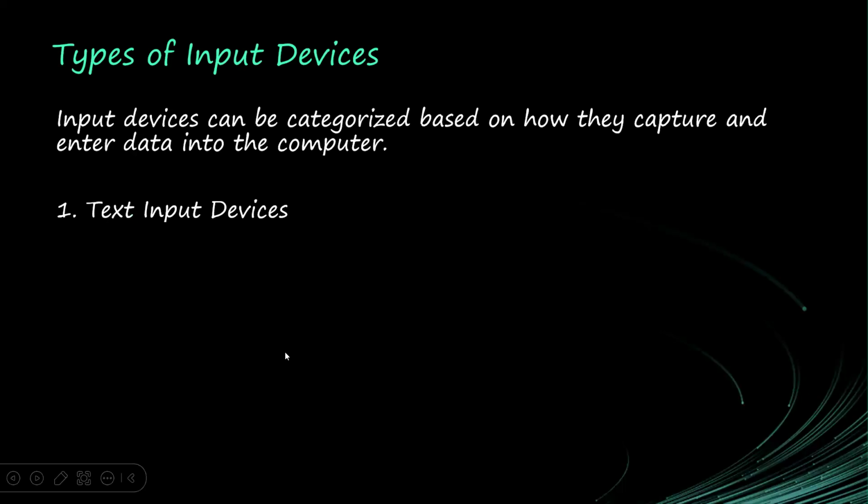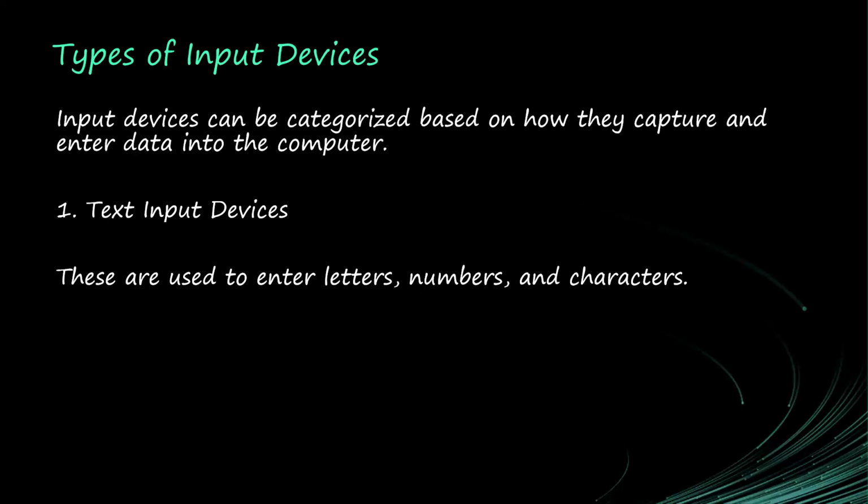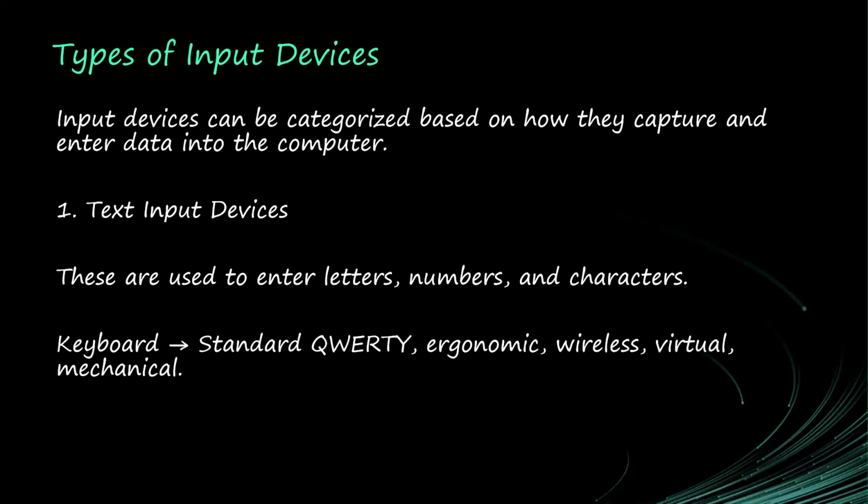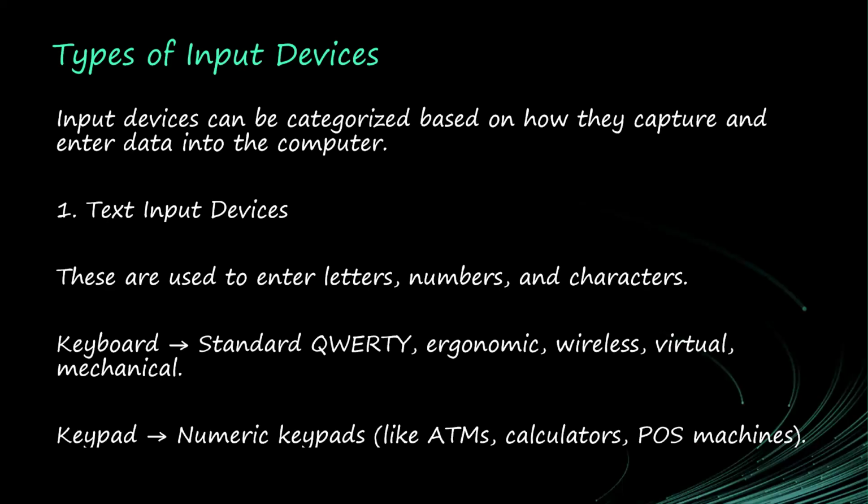The first one is input devices that take in text. These are used to enter letters, numbers, and characters. Your keyboard is one of them. The keypad, if you go to an ATM machine, your calculator, POS machines, they use a keypad. These are input devices that are used to type in text, letters, numbers, and characters. So they are text input devices.